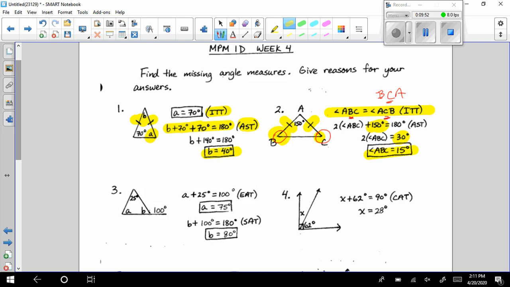So I know this angle right here is 15 degrees, and it is already implied that this angle, this other base angle, is also 15 degrees because that was established right at the beginning of the answer.